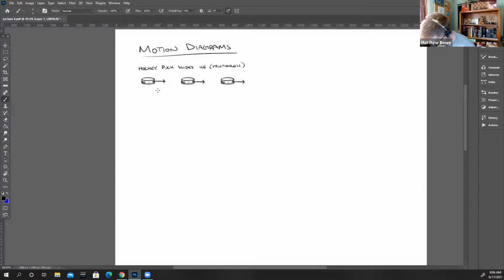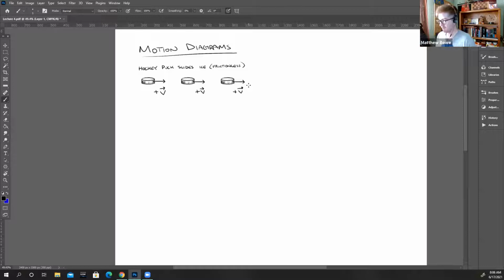So I'm just going to put positive v. We have to remember velocity is a vector, so we need a vector sign on top of these. Since it is constant, that means the velocity here is the same as the velocity here, which is the same as the velocity here.